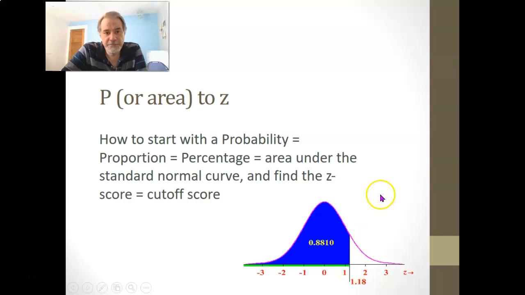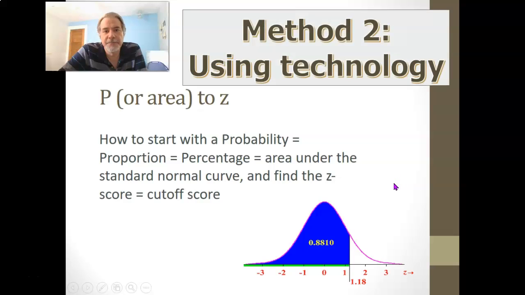that it goes with. Like if I said, what's the z-score so that the area under the standard normal curve to the left of that z is 0.8810, the answer would be that z is 1.18. So here's how you would find that with a graphing calculator.